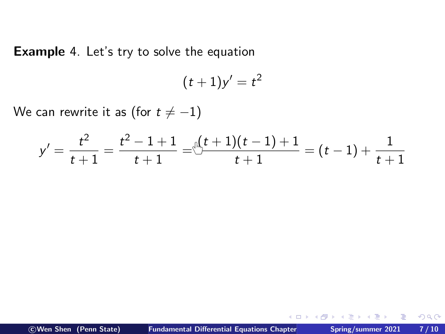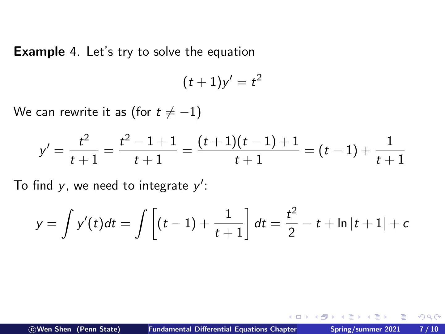Well, because we see that now the first term, t plus 1 cancels t plus 1, which remains only t minus 1, this one. And then the 1 here will stay on top of t plus 1. So I have now 3 terms, t minus 1 and 1 over t plus 1, and all of them are easy to integrate.